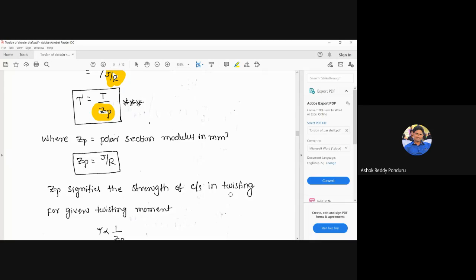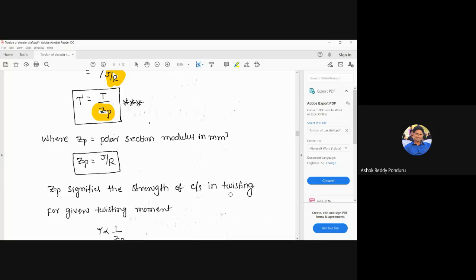Which cross section is the best one? That depends upon the Z value. Whichever cross section has the maximum value of Z is the best cross section. Already we compared the I section, rectangular, circular and square cross sections like that. Here also, which cross section is the best depends upon the ZP value. The one which gives the maximum value of ZP is the best cross section.